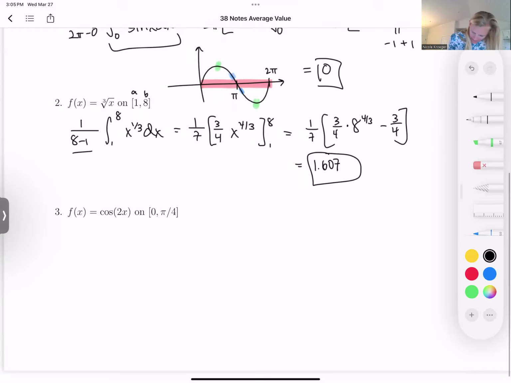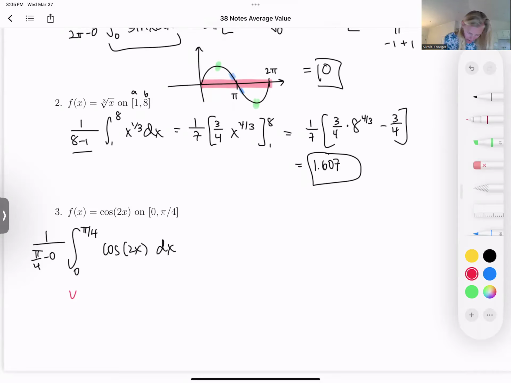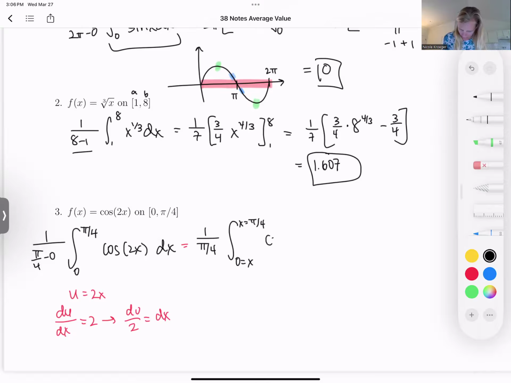So this last one, I'm going to do an integral. I'm going to have 1 over pi over 4 minus 0, integral from 0 to pi over 4 of cosine of 2x dx. I'm going to have to use u substitution here. u in this case will be 2x. du over dx is 2, which tells me du over 2 is dx. So I'm going to get 1 over pi over 4, which, yeah, I can keep it like that, times the integral from x is 0 to x is pi over 4 of cosine of u du over 2. I can pull that 1/2 out front.